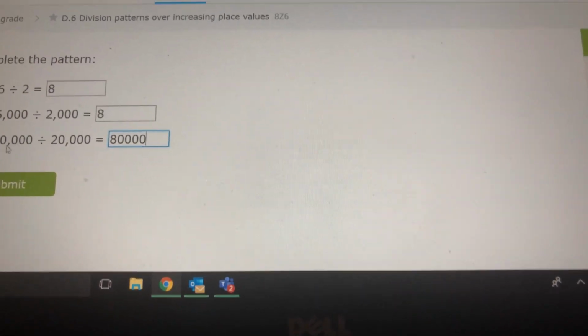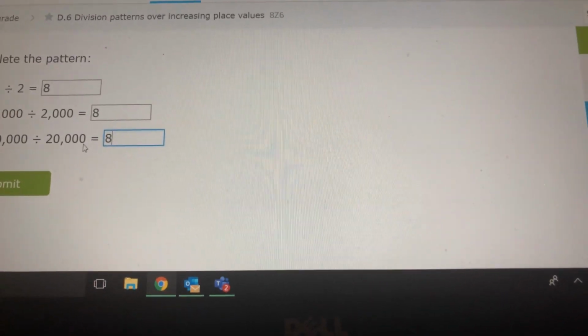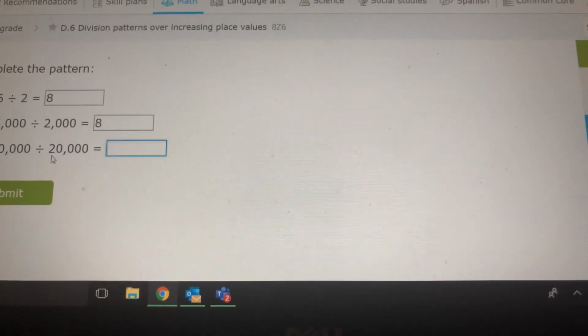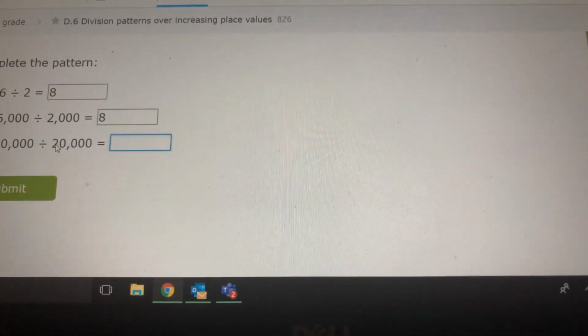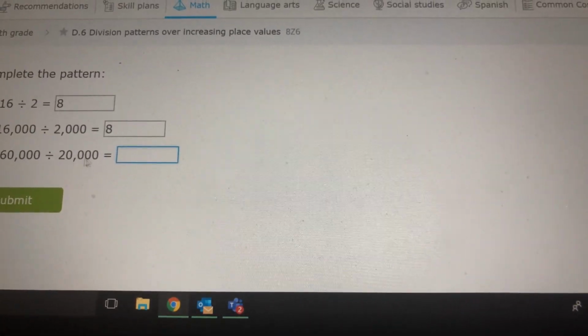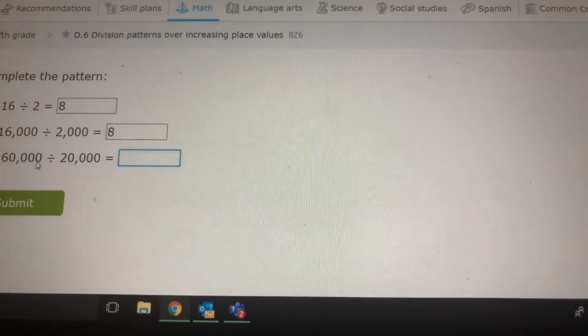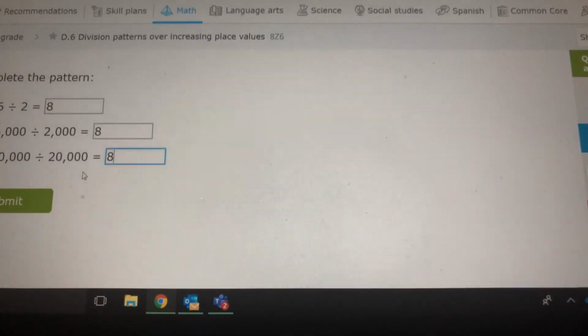Okay, 160,000 divided by 20,000. I'm going to look at the 20,000 here. What times 2 gives me 16? Well, that would be 8. So 8 sets of 20,000. 8 times 20 is 160. So I think this is also just 8.